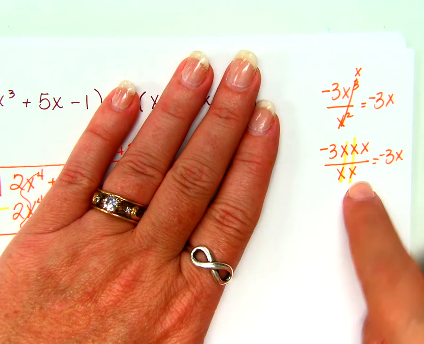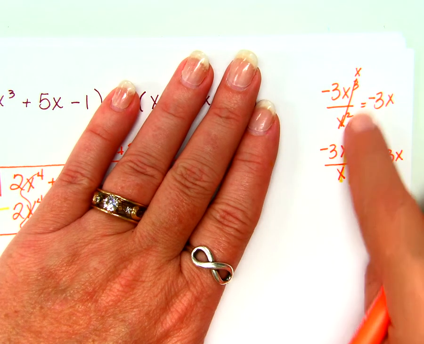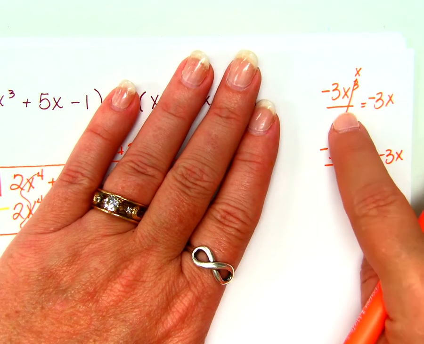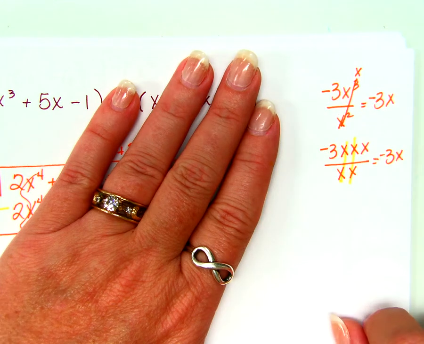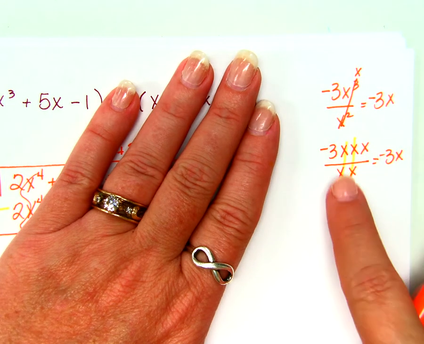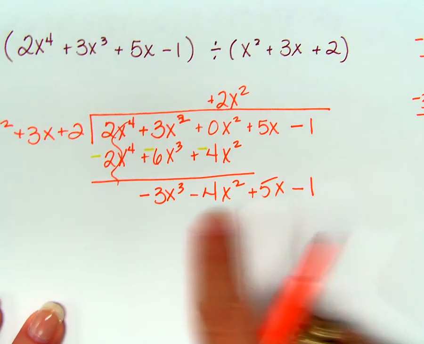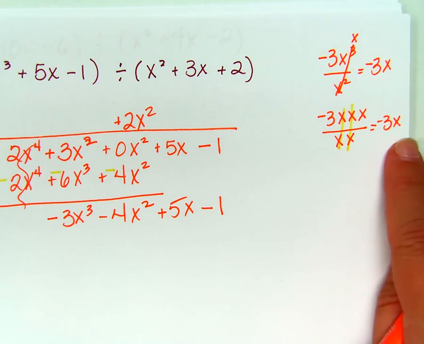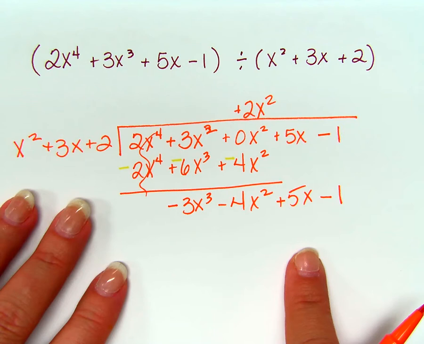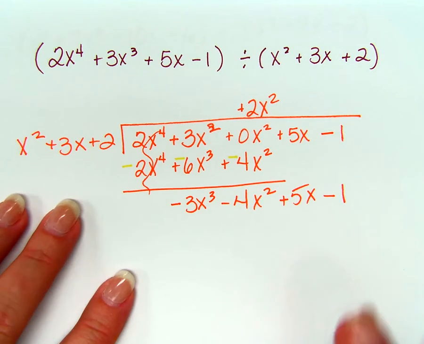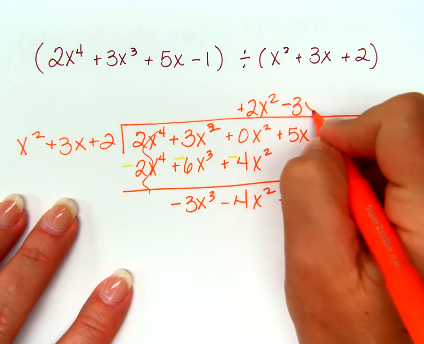Does that help you see and remember the rule about subtracting exponents? When we're dividing like bases, we subtract the exponents. Again, I don't want you to think it's a trick. I want you to know the math behind it. You okay with that? Okay, so now I know that my answer is negative 3x. So where should that go? Above the 5x. Negative 3x.